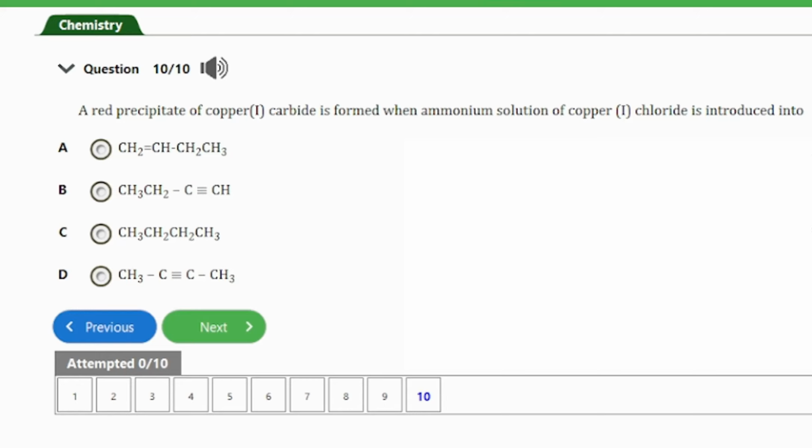so that if any terminal alkyne reacts with a salt, there will be a double displacement. So the copper 1 carbide can only be formed when the ammonium solution of copper is introduced into this compound, which is a terminal alkyne, and that's option B here. So that's it for that question, and that will be all for this video.